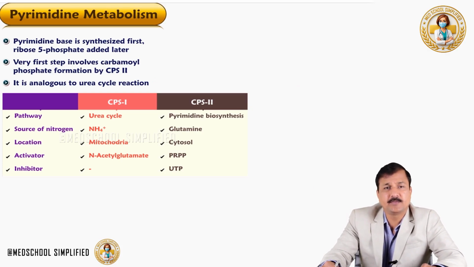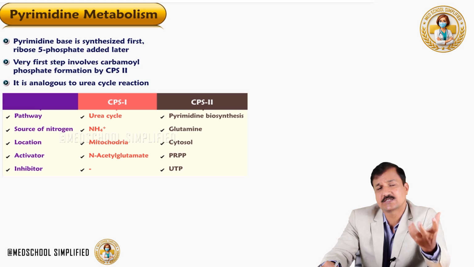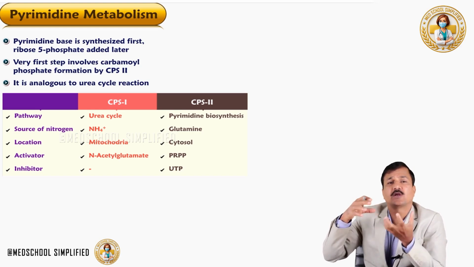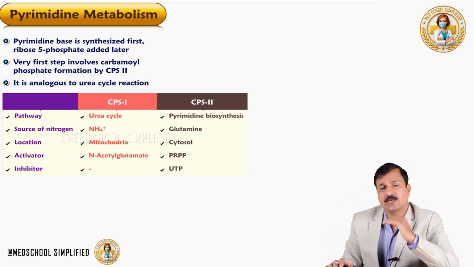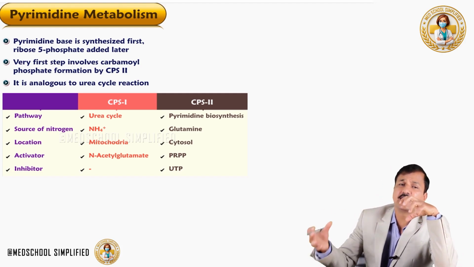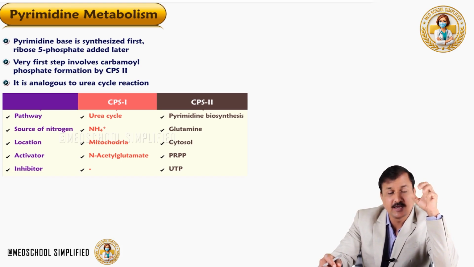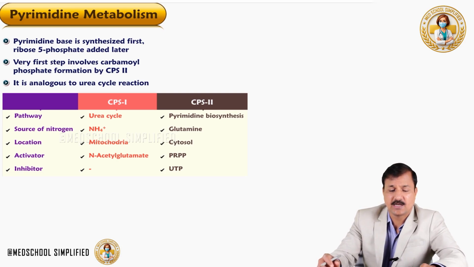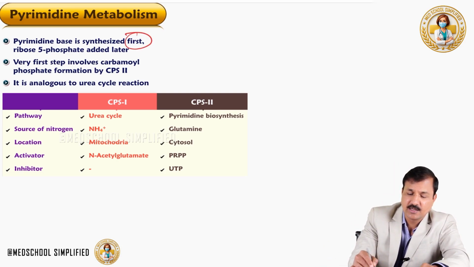Now, unlike purine ring biosynthesis, where PRPP, that is phosphoribosyl pyrophosphate, is necessary initially, over which each individual atom for the purine nucleotide is built, here in pyrimidine nucleotide biosynthesis, the pyrimidine ring is synthesized first and then PRPP is added later. That's the major difference between purine nucleotide biosynthesis and pyrimidine nucleotide biosynthesis. That means the pyrimidine base is synthesized first here and later PRPP is added.